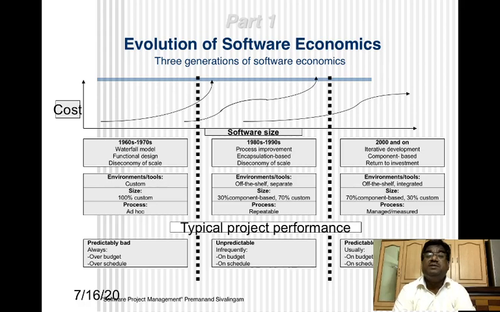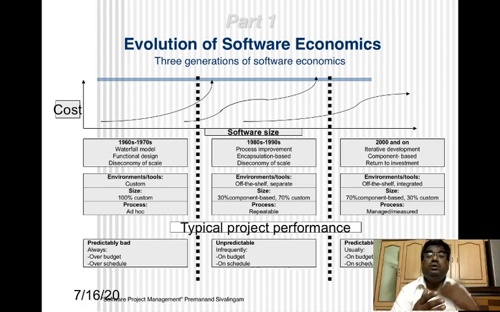Size: 70% is component based, 30% is custom. 70% of the entire project work is done with the help of component based. Component means small modules. These modules are available immediately, ready-made. You can buy them or take them from third-party vendors. The project components are available easily.